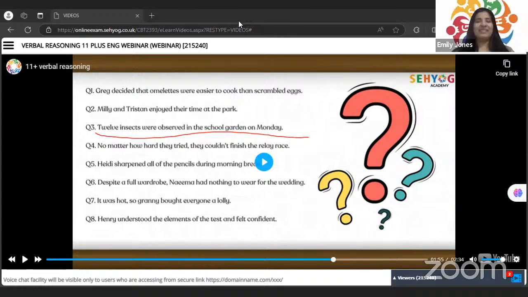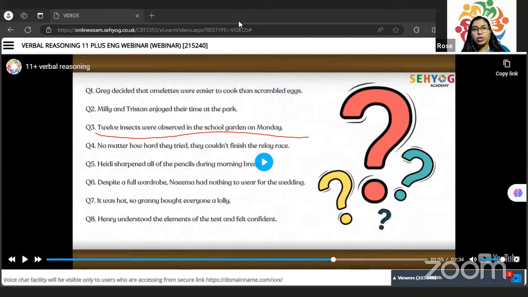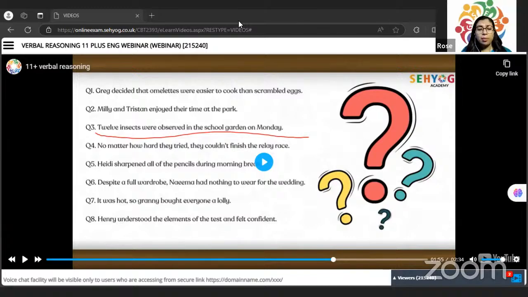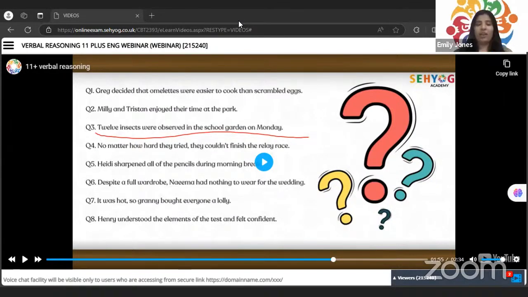So let's take you guys to question four. No matter how hard they tried, they could not finish the relay race. Any suggestions here? Have you found the word? I have not. Me too. But you know what, Miss Emily, I actually follow a strategy. I do not just jump to the word. I follow a sequence. I look at first of all no and matter, and then try to find out if there's a possible meaningful word over here.